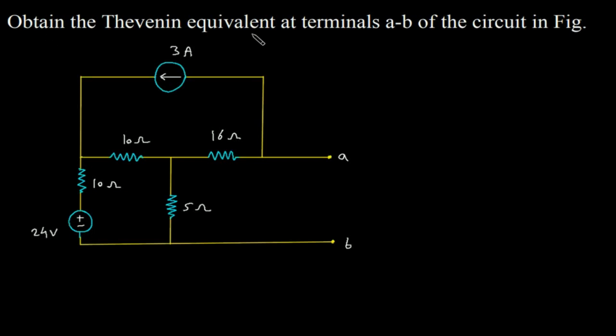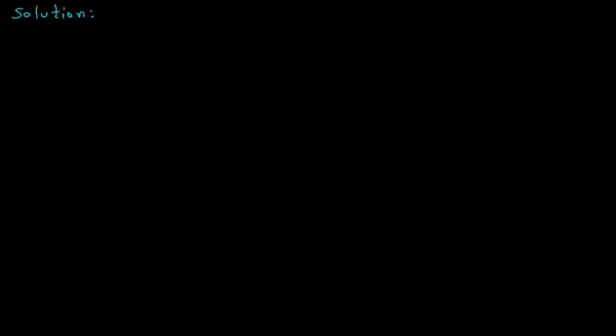Obtain the Thevenin equivalent at terminals A, B of the circuit in figure. We have to find VTH and RTH of this circuit and then find Thevenin equivalent circuit. Solution. First we will redraw the circuit.